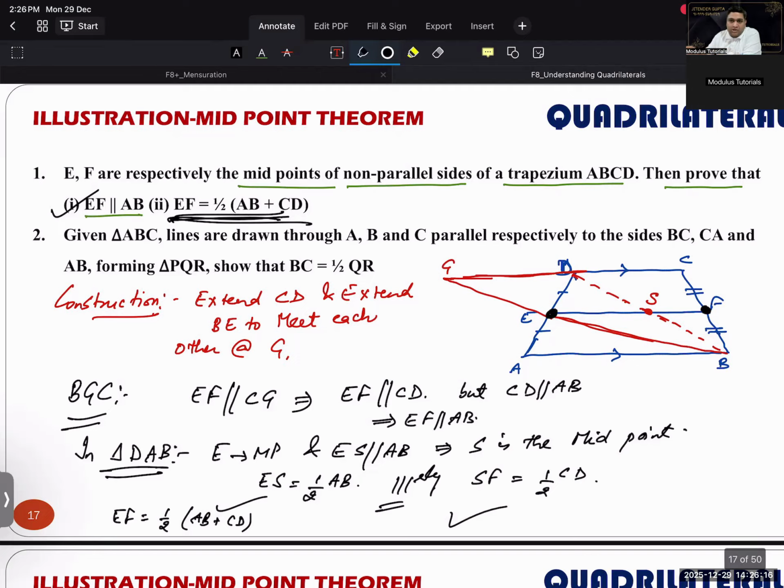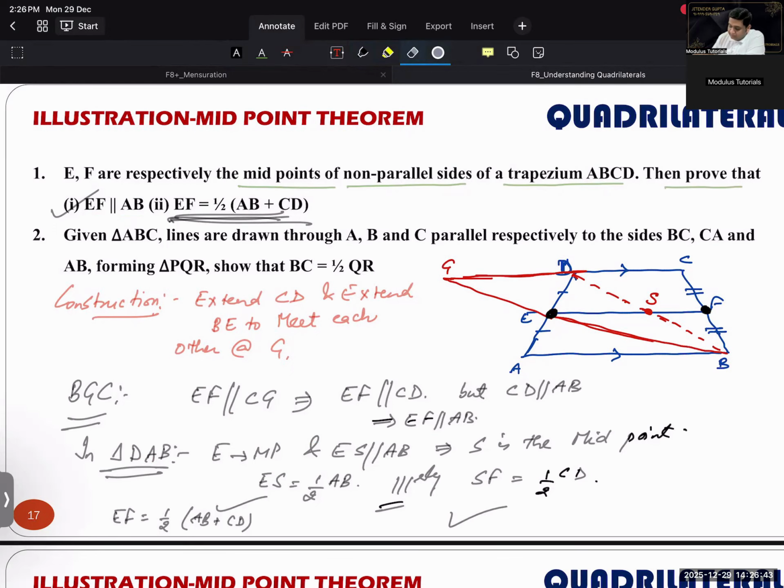Remember, parallelism is already given. Are you getting my point? Parallelism is given, one midpoint is given. So the other also has to be a midpoint by the converse of the midpoint theorem. So you have both as the midpoints. And if both are midpoints, then ES will be half of AB, and similarly, SF will be half of CD. Easy, guys? All right. This is a very useful result. Must remember.